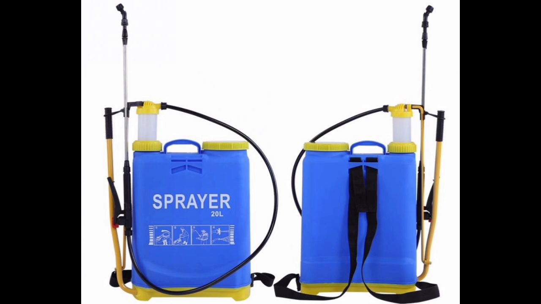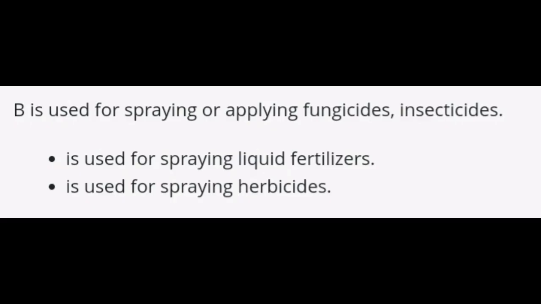Sprayers can be used to control the growth of weeds, if what is in the sprayer is herbicide. So if you put herbicide in the sprayer, you can spray it and control weed growth. Also, it is used to control insects, if it's insecticides that is inside the sprayer. So it can also be used to control insects.